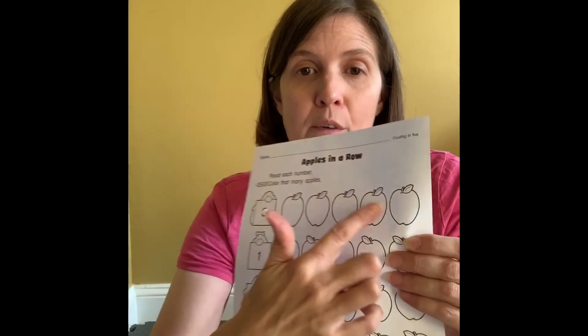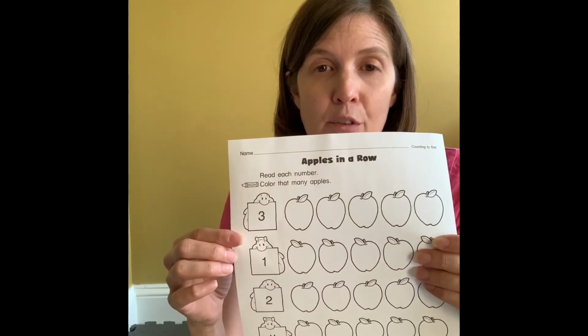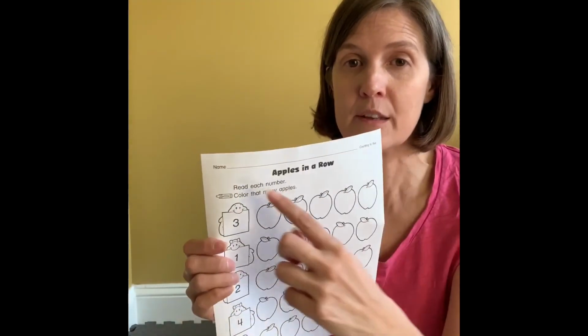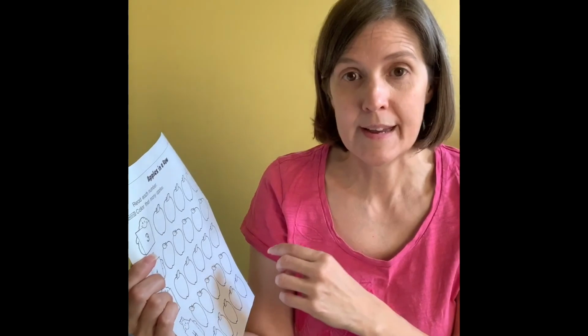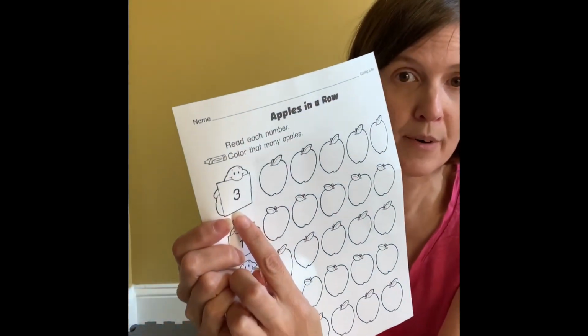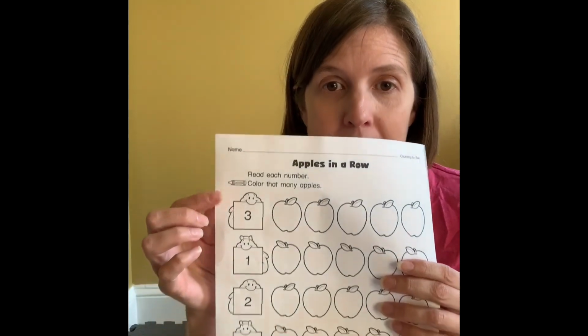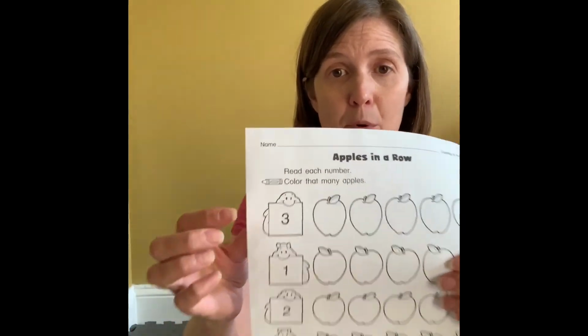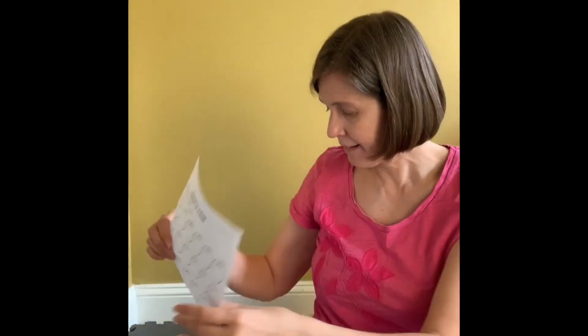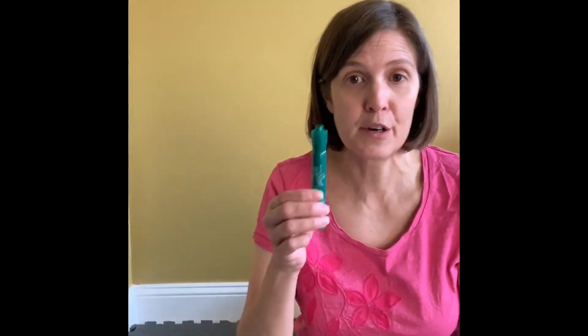And now in this row of apples, you're going to color 3 apples. If you read the directions, it says, read each number. We read the number, it says number 3, and it says, color that many apples. So we're going to color that many apples. We said the number was 3. So let's color 3 apples. Get yourself a marker or a crayon, whatever you like to use, and color 3 apples.